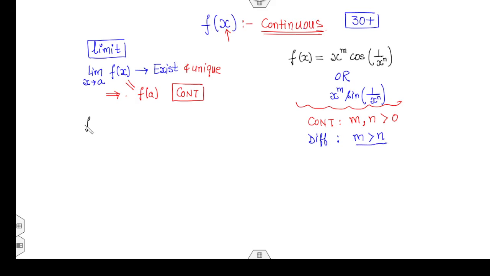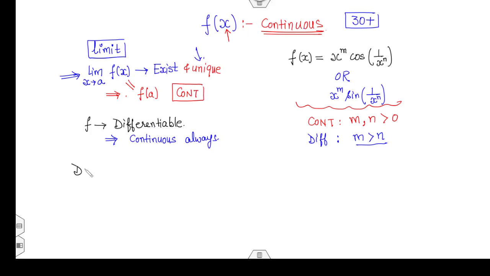The second way is, if you prove that the function is differentiable, that implies the function is always continuous. So there are always two ways. The first way, you can check whether the limit exists and is unique. Otherwise, you can prove that the function is differentiable, then it is always continuous.